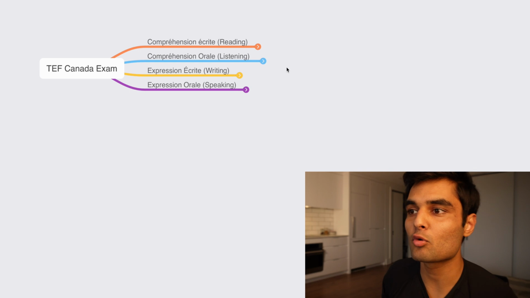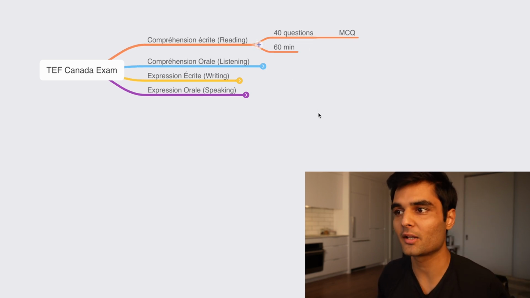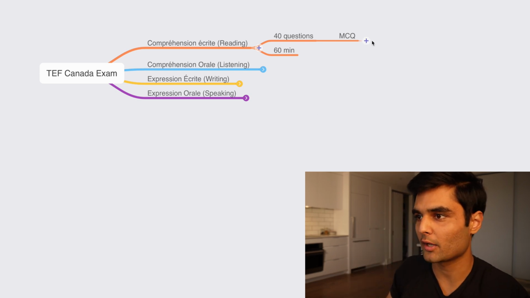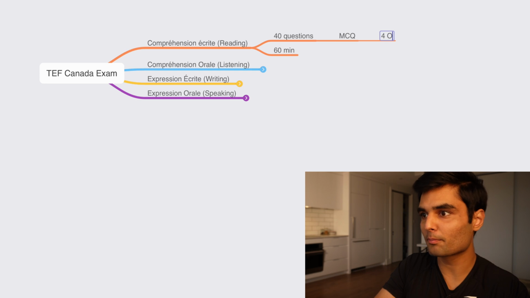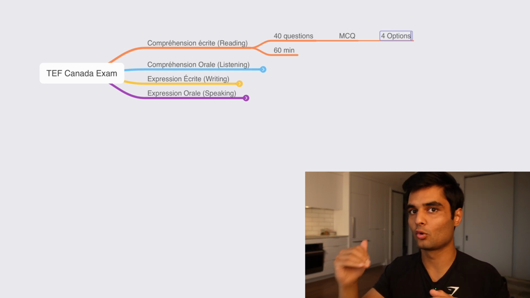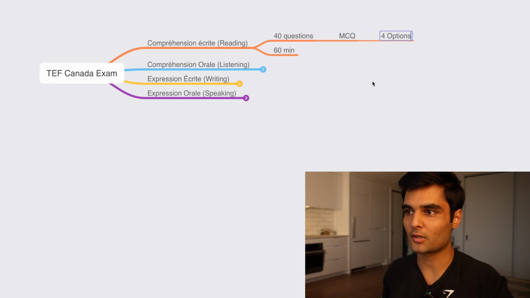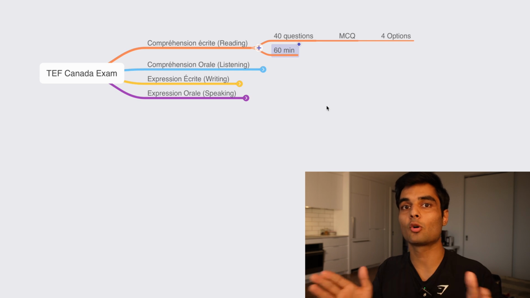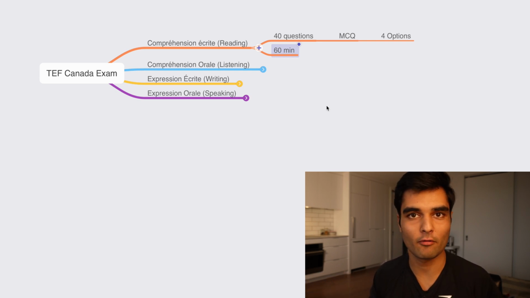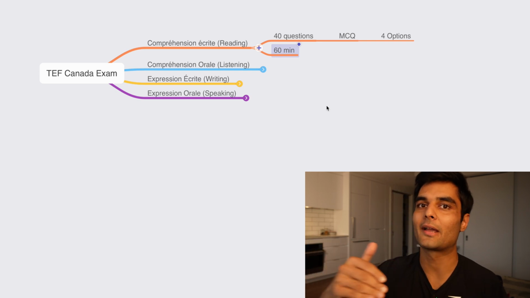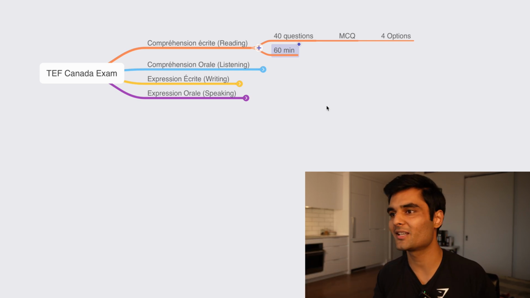So first, let's talk about reading. There are 40 questions, and all of them are MCQ based, so you get 4 options. I'm going to write it here in detail. Basically, you get something to read, and then you get 4 options to respond to it. You are given 60 minutes to complete the whole reading exam. Pretty straightforward, pretty simple. You have the ability to go back and forth between the questions and between the screens. So nothing too crazy about this.